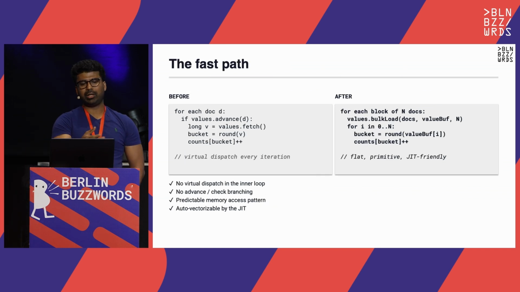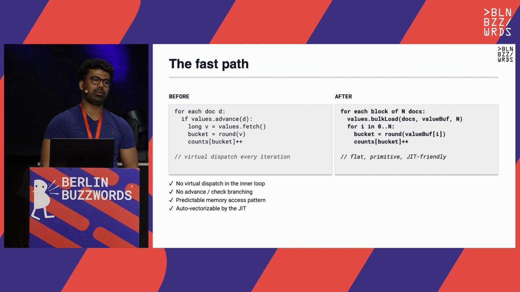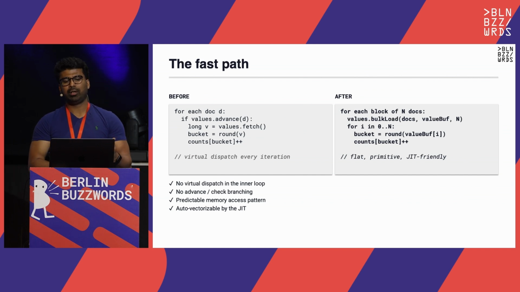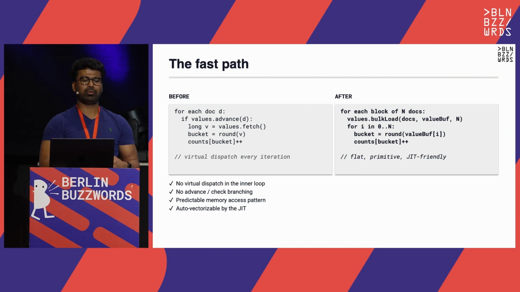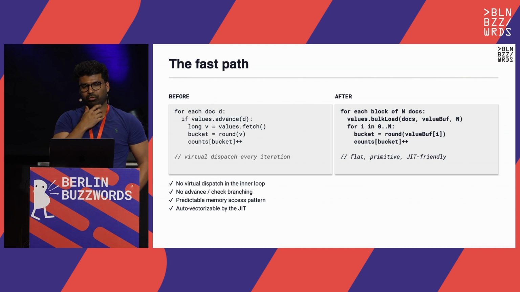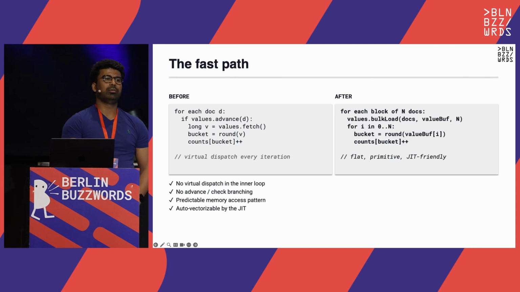So this is another view of the same thing. It's showing some of those actual virtual calls that earlier Lucene was making for each document. So values.advance is a doc values API, and it is a virtual call because you need to see which doc values implementation is being used, and then the actual fetch is also a virtual call. Now, in the new path, you are able to bulk load these values into an array, and you can count them in a tight loop.